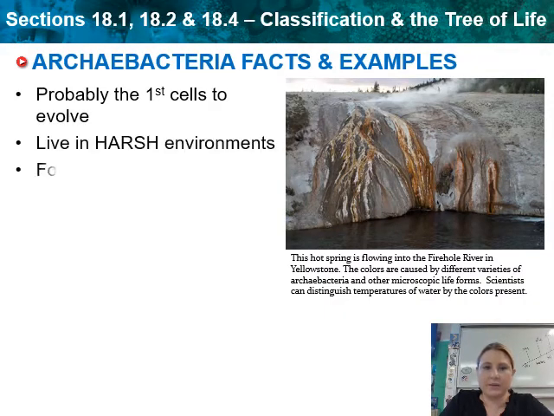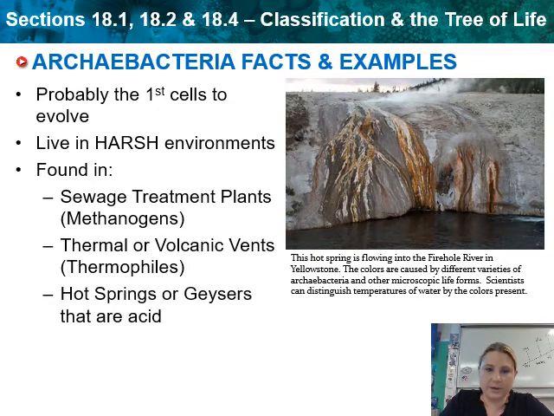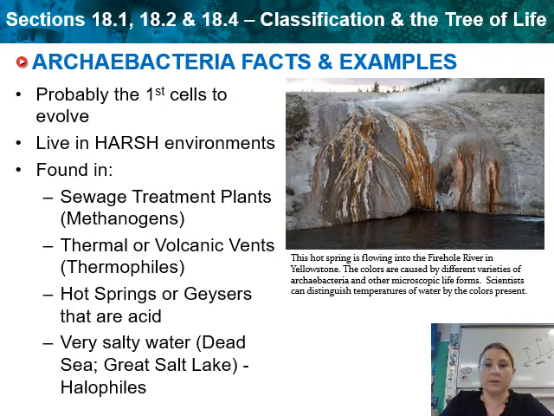Some facts and examples about each of them. Again, I'm going to go ahead and talk about it first, and then we'll add some information to our classification chart. They're probably the first cells to have evolved because they live in very, very harsh environments. Remember when we talked about the origins of life? When we talked about those horrible things like pools of lava, explosions, meteorites, boiling seas, all these harsh conditions. Archaebacteria are like ancient types of bacteria that can actually live in these extreme environments. Usually we can find them in sewage treatment plants, thermal or volcanic vents, hot springs, geysers that are very acidic, and in very, very salty water. So they live in extreme environments.